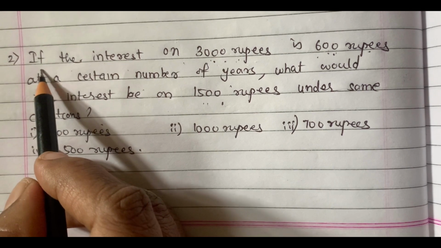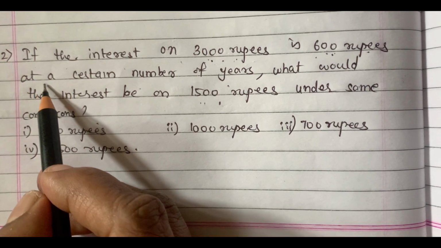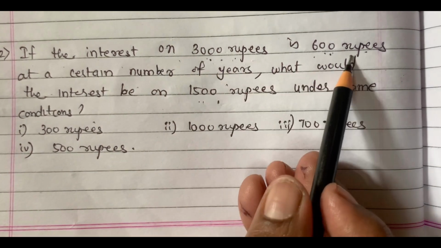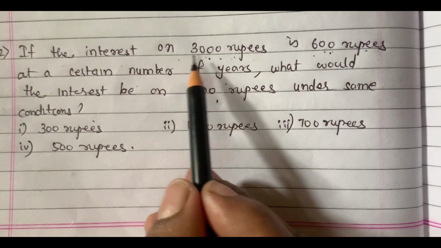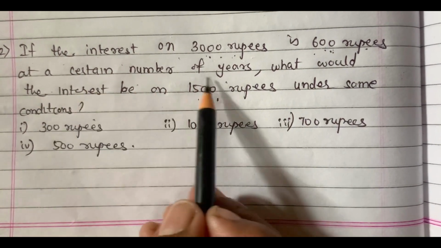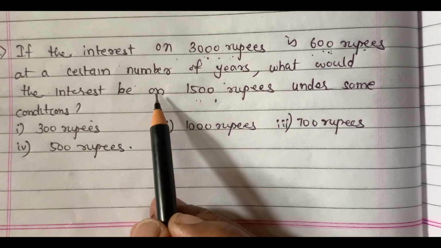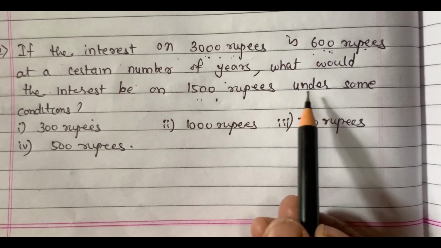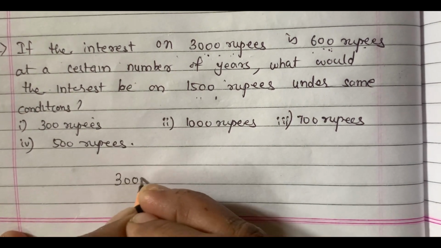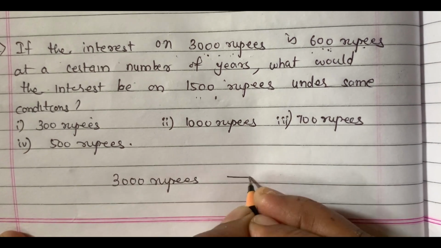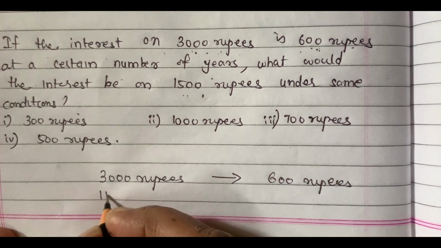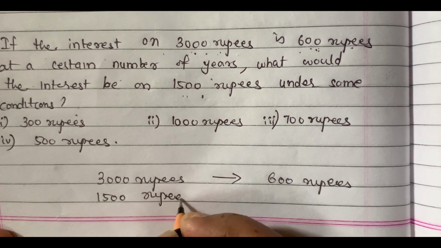Again, if you see, the second question is also a multiple choice question. If the interest on rupees 3000 is 600 rupees at a certain number of years, what would be the interest on 1500 rupees under the same condition? So now if you see, for 3000 rupees you are going to pay interest how much? 600 rupees. So for 1500 rupees, how much will you pay as interest?